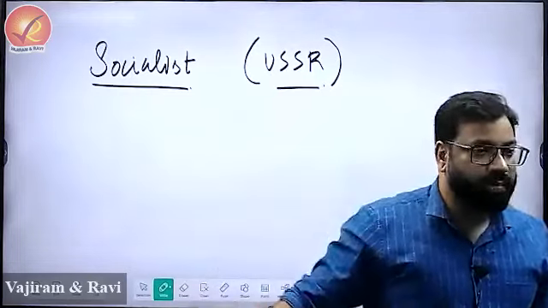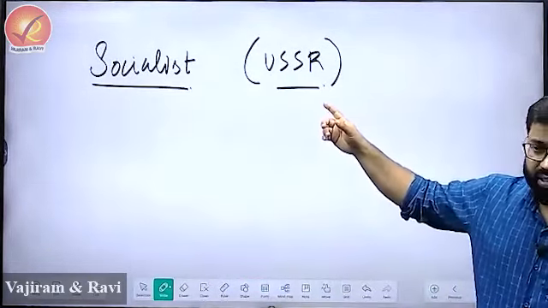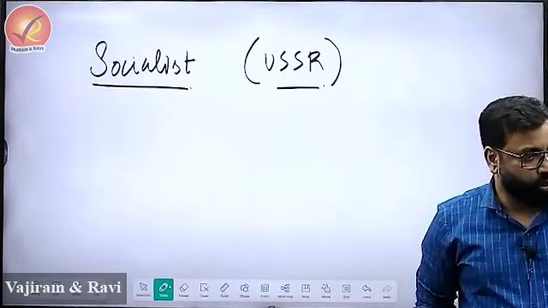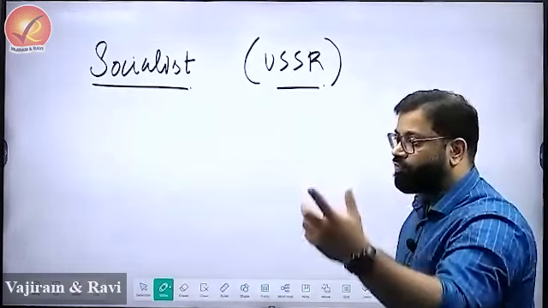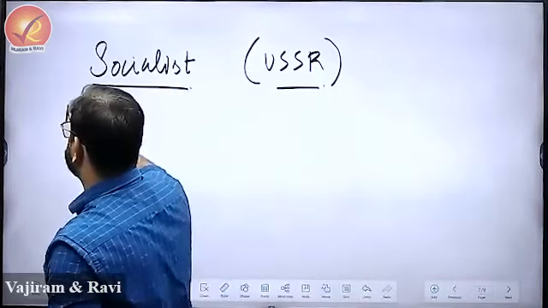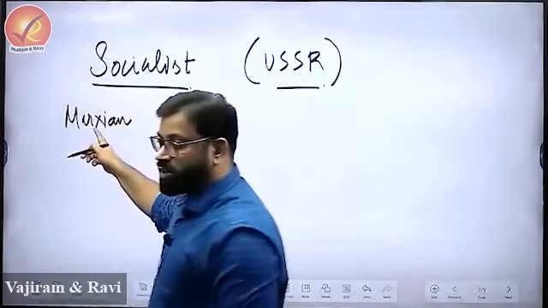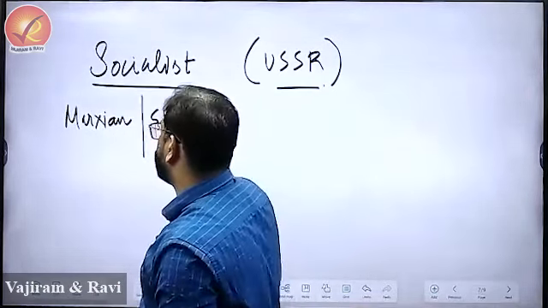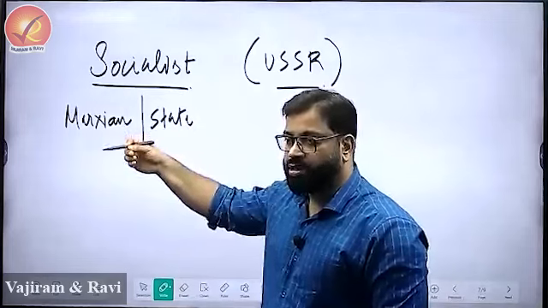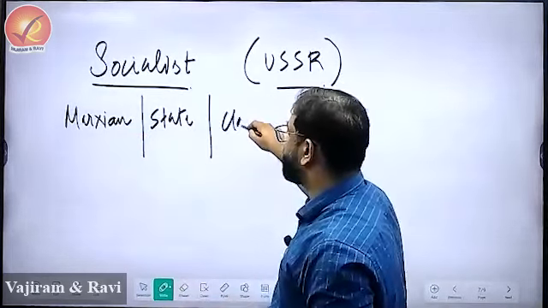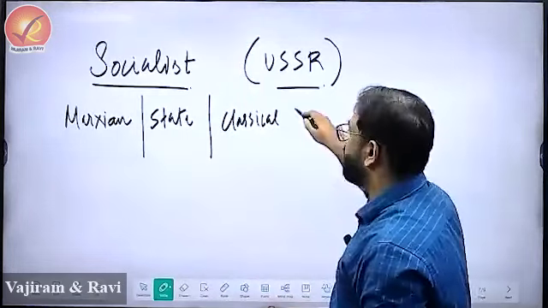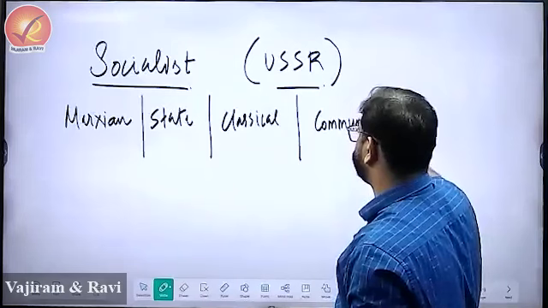And this can happen by establishing a socialist society, which will think about the complete society and not just about a few individuals. Now, this theory of Marx, which establishes a kind of socialist society, is also called Marxian socialism, because it comes from Marx. It is also called state socialism, because you will understand in some time that it makes the state a stronger entity. It is also called classical socialism, because it is the traditional, classical understanding, and it is also called communist socialism.